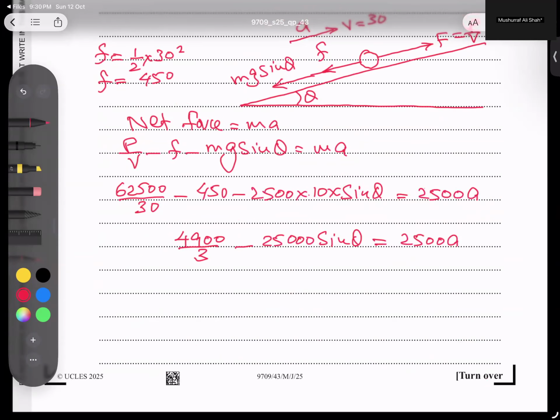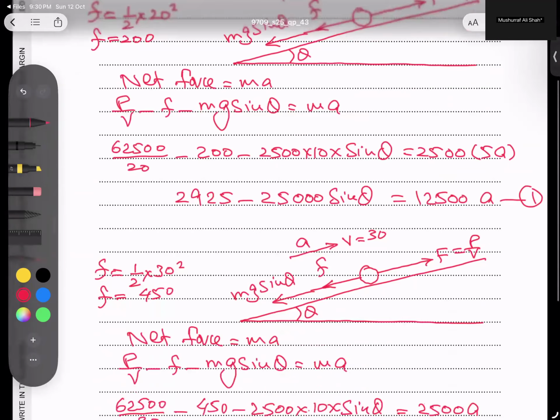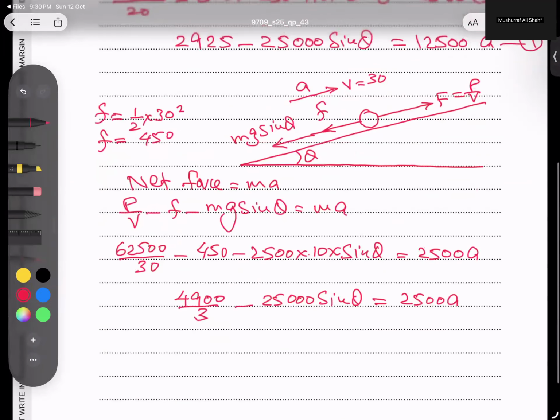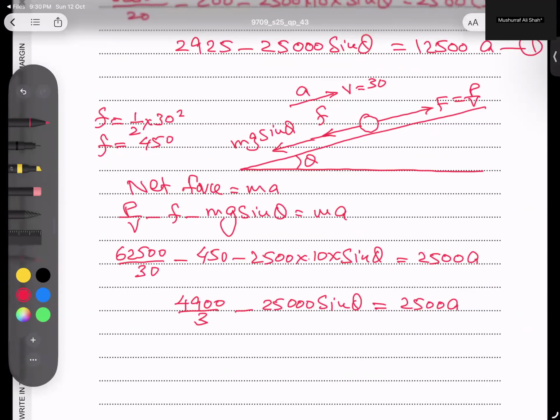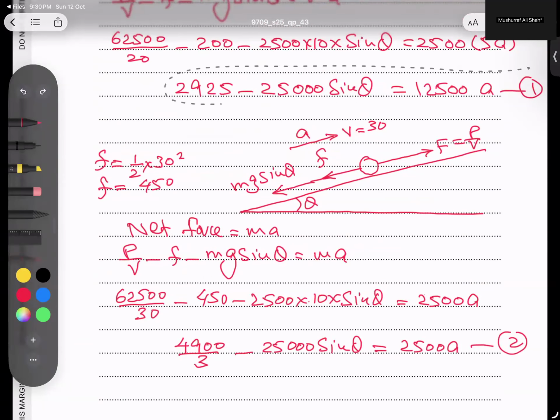And once again 62500 over 30, and minus 450. This is very clear. Half into 30 squared. Now students, this is the second equation. I got it. And I'm going to cancel because this is exactly the same. So I just bring the top equation down and subtract them. So I'm pasting below.